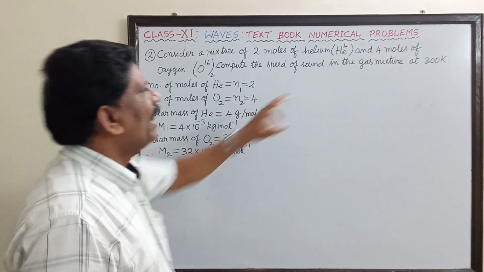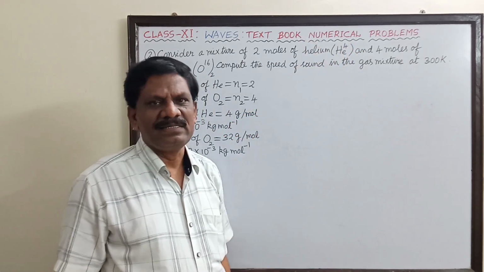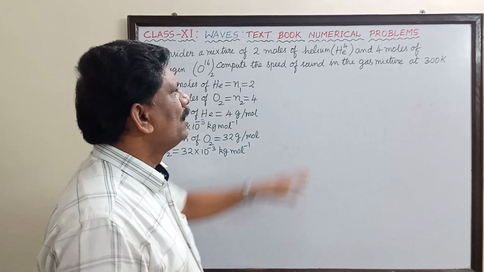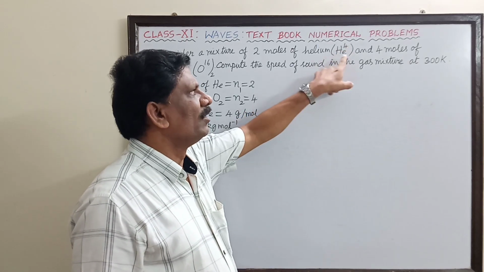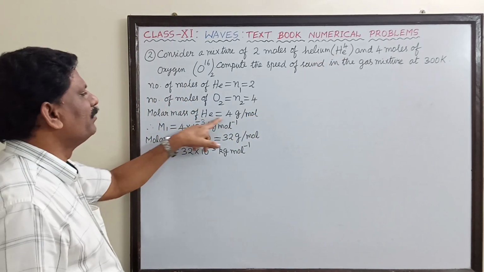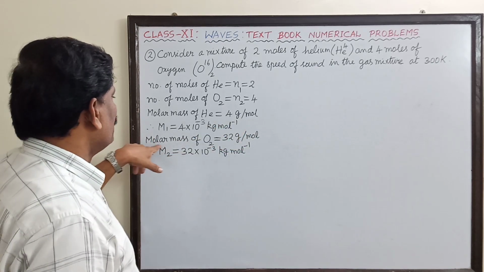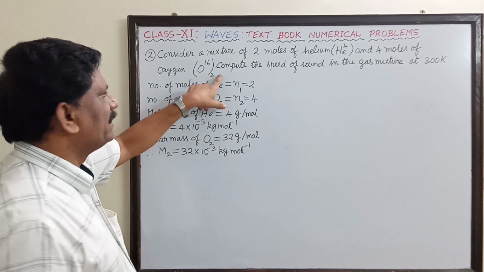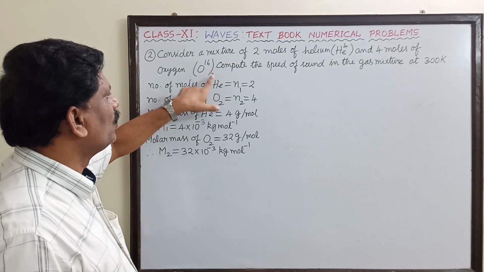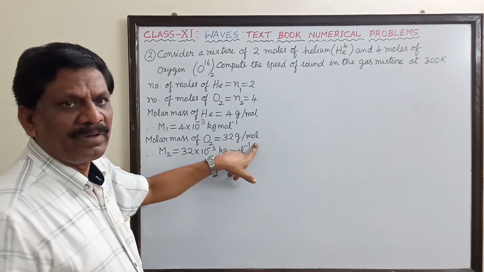Then, helium is a monoatomic gas, is it not? The molar mass of helium is 4 gram per mole. Similarly, oxygen is diatomic, is it not? So 16 into 2 is 32. So the molar mass of oxygen is 32 gram per mole.